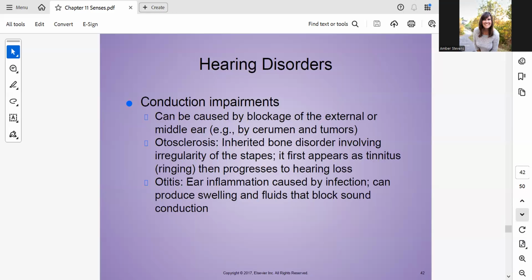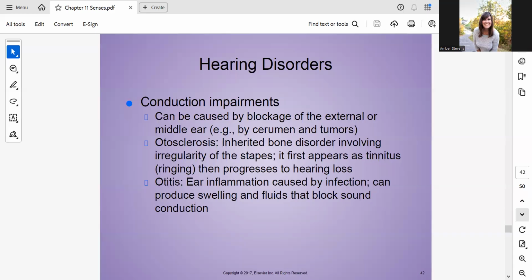All right, so some examples of hearing disorders are examples of conduction impairments. You could have blockage of the external or middle ear. This would be like a buildup of the cerumen, or earwax, in the external auditory canal that can block sound waves from reaching the eardrum and cause temporary hearing loss. An example could also be a benign tumor in the ear canal or middle ear that obstructs sound conduction.